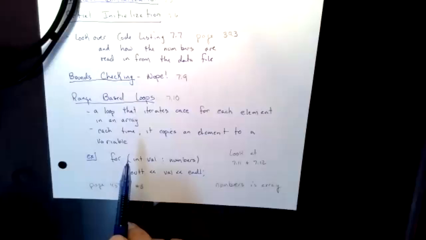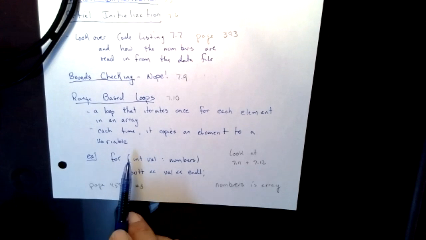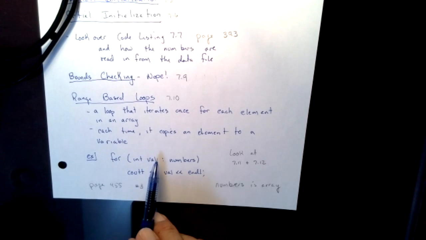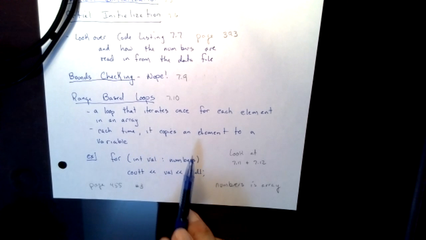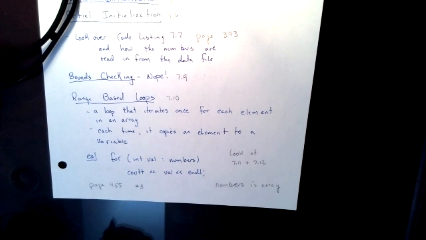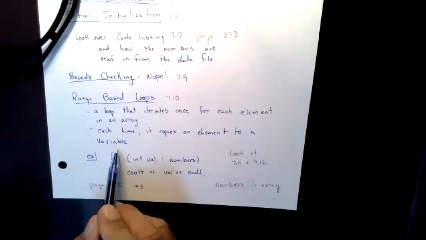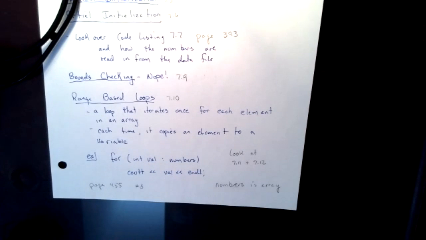Right. But I do know for a lot of versions of Dev C++, if you try to go for parentheses, int counter equals 0, counter is less than something, counter plus plus, it doesn't like the int inside of the for loop. So you might want to try to declare int val here, then just have val inside of the for loop. That might work for some of you.